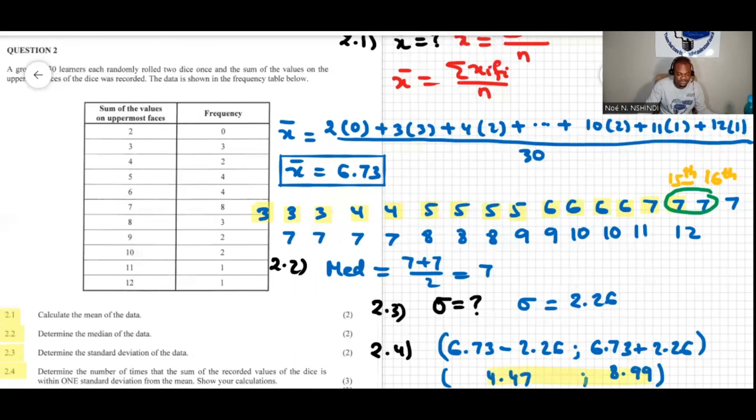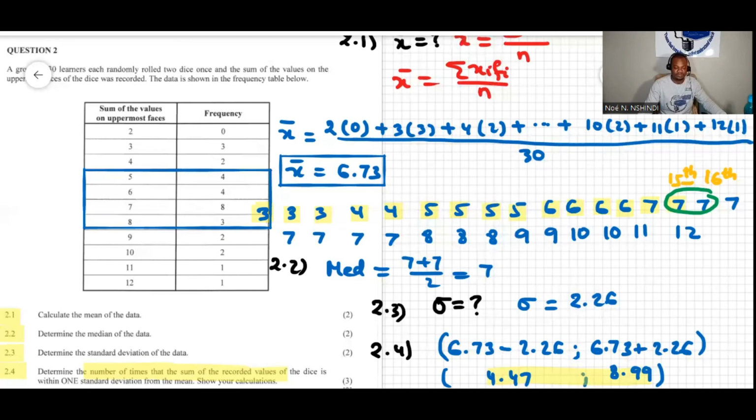So the question says determine the number of times that the sum of the recorded values of the dice is within this interval. This interval is 4.47, which is after 4, and 8.99, which is before 9. So we are actually in between, after 4 and before 9, in this part here.